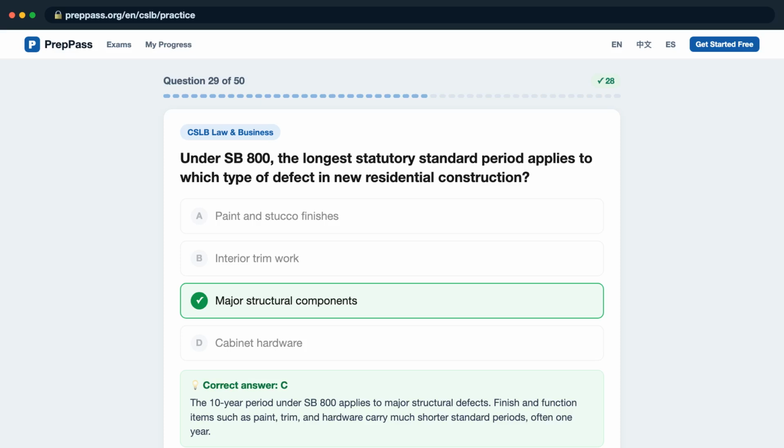The 10-year period under SB 800 applies to major structural defects. Finish and function items such as paint, trim, and hardware carry much shorter standard periods, often 1 year.